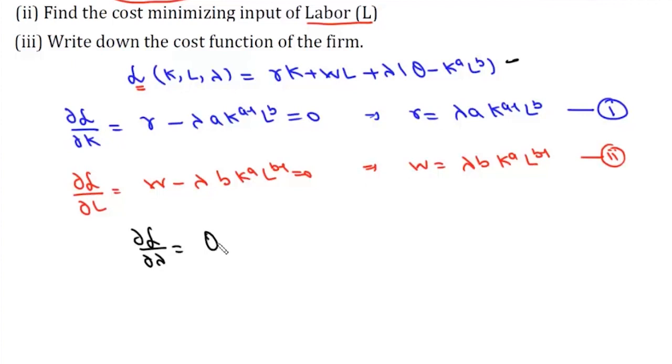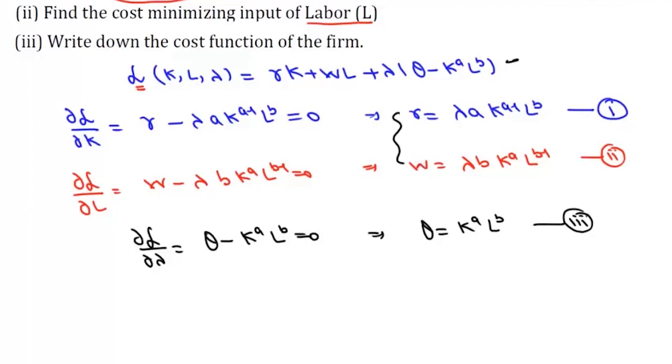In this case we'll get q minus K to the power a, L to the power b equals 0, which is nothing but our constraint equation. So q equals K to the power a and L to the power b, and that's our third equation. Now what we'll do is divide first with second.